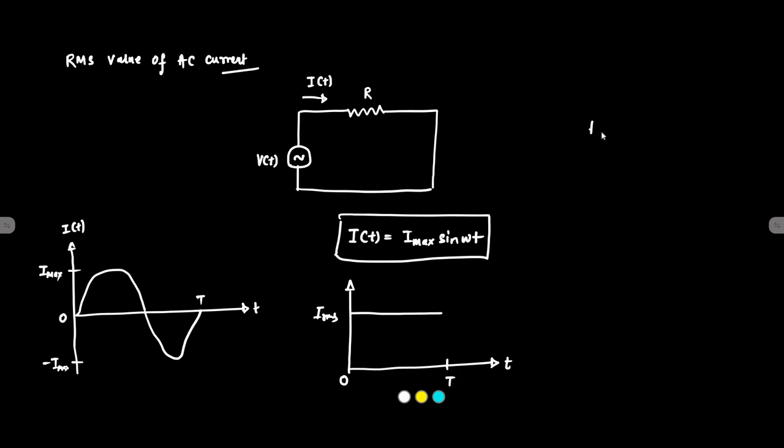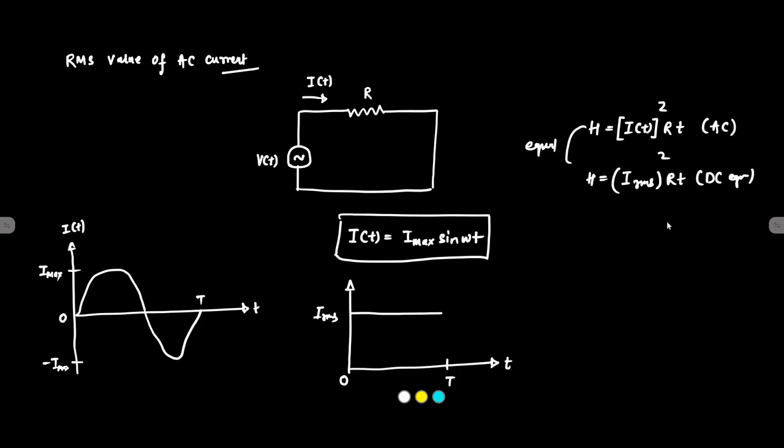The heat produced here is given by IT square RT. This heat produced because of the AC signal and the heat produced because of the RMS value, the DC equivalent representation, they should be equal for t seconds. That is the basic definition of RMS value.